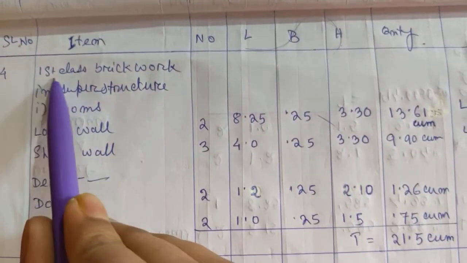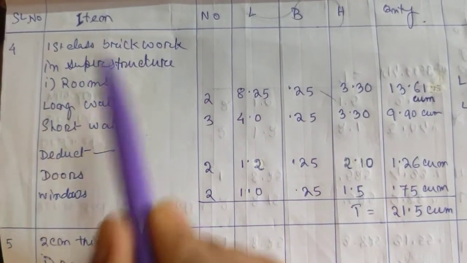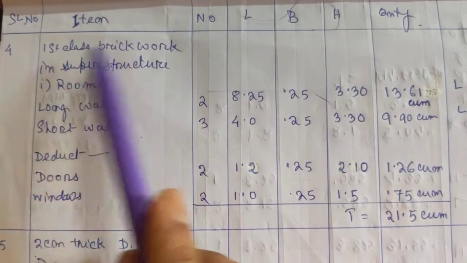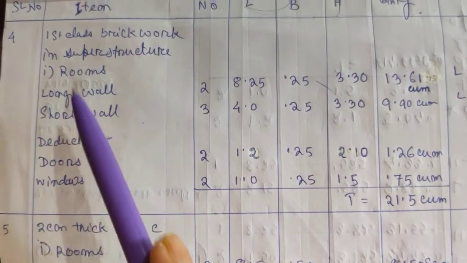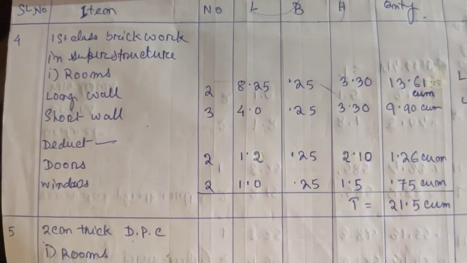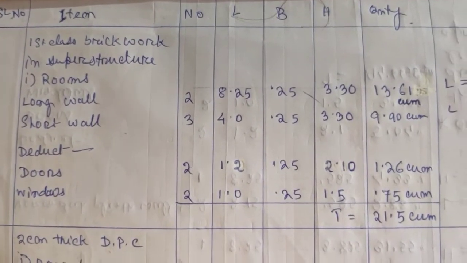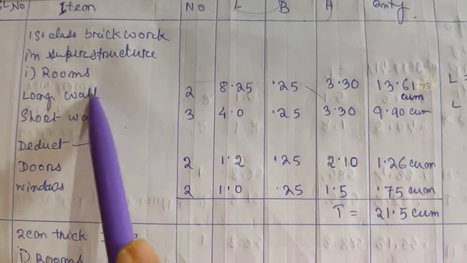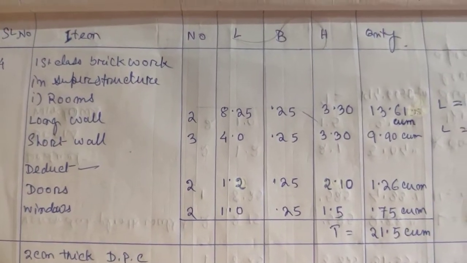Item number 4 is first class brickwork in superstructure. So we'll calculate the first class brickwork for superstructure only for the rooms, because in the veranda there is no superstructure wall. Only in the rooms there are superstructure walls. So we'll calculate only for the rooms, long wall and short wall.